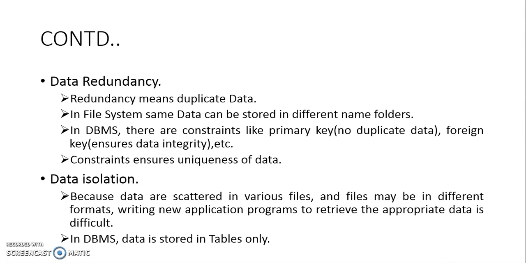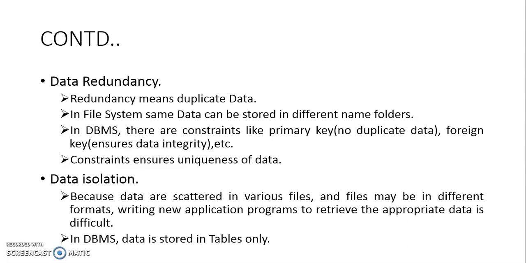Now next is data redundancy. Redundancy means duplication of data. In a file system, one file, for example the roll call of all the students, can be present in your C drive, D drive, E drive, and within the same folder. But in DBMS we are using the concept of constraints, due to which there is no data redundancy.